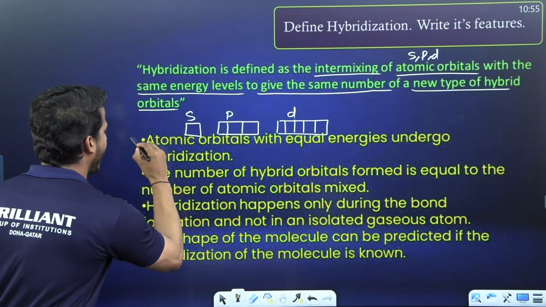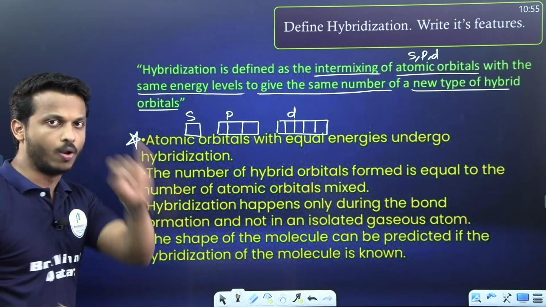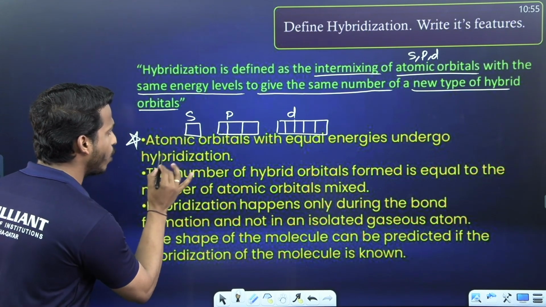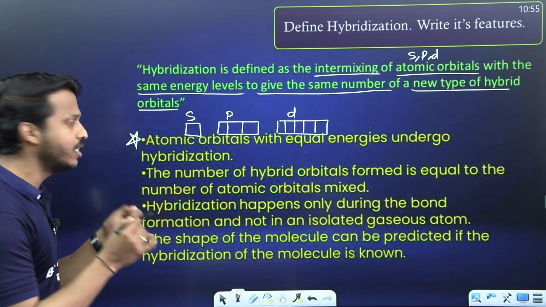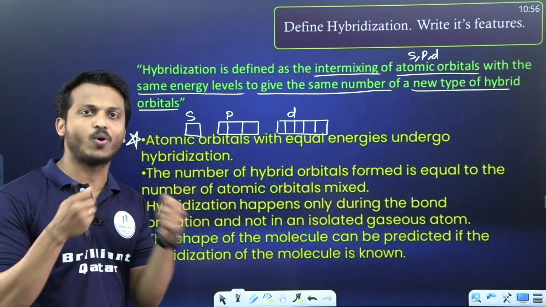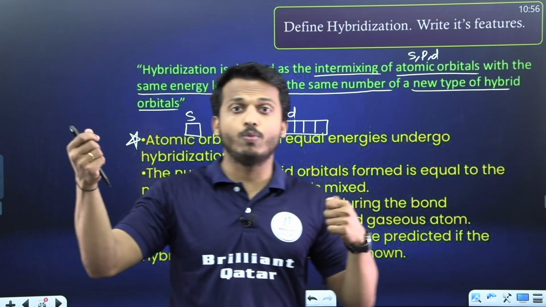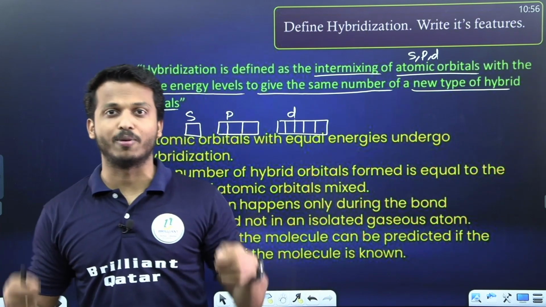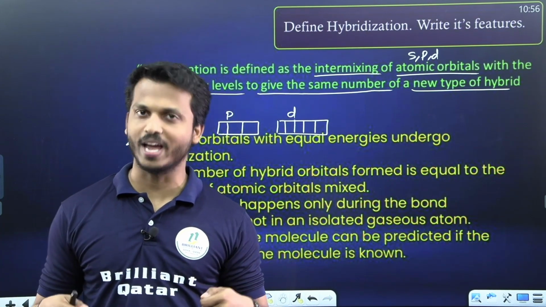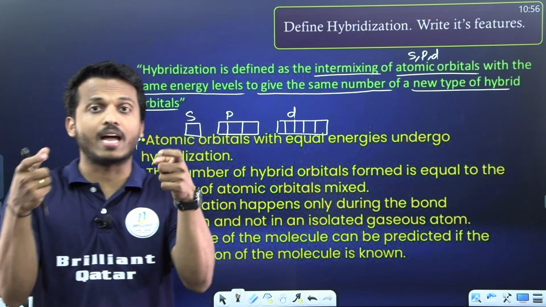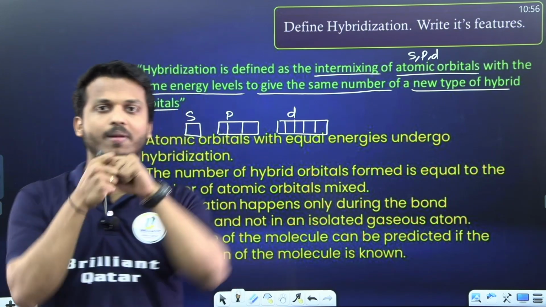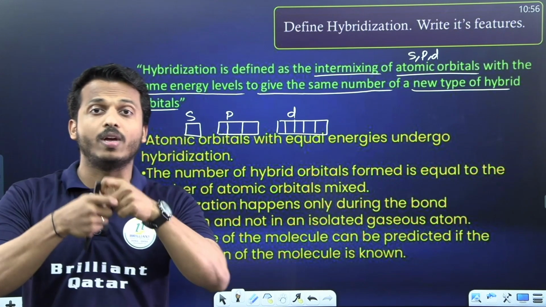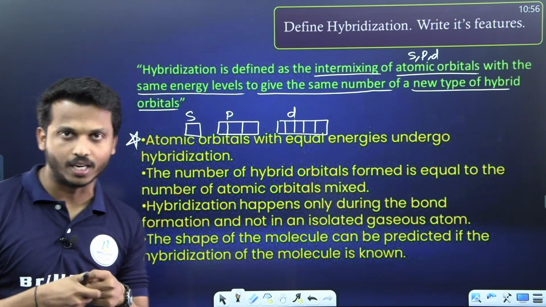Now, what are the characteristics of hybridization? 1. Atomic orbitals with equal energies undergo hybridization. As I told you, we can't directly mix S with a D orbital because there is a larger difference. Only atomic orbitals having almost similar energy can be mixed for hybridization.